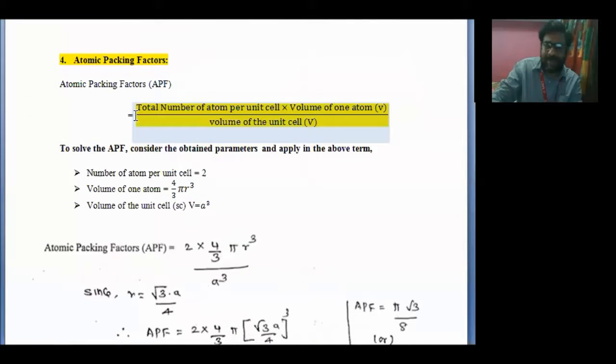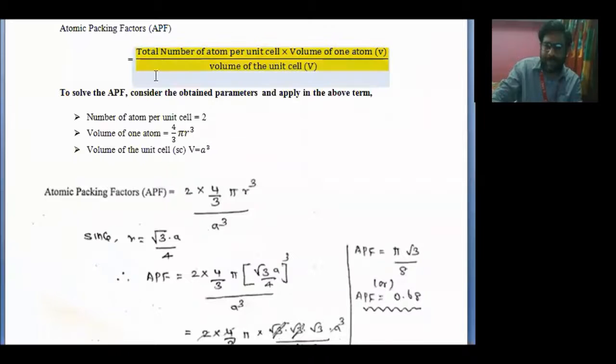Atomic packing factor is equal to the total number of atoms per unit cell into the volume of one atom, by the volume of the unit cell. To evaluate the atomic packing factor and give the conclusion for the BCC structure, let us write the parameters we have already measured. Number of atoms per unit cell is 2. Volume of one atom is 4 by 3 pi r cube. Volume of the unit cell, V, is equal to a cube.